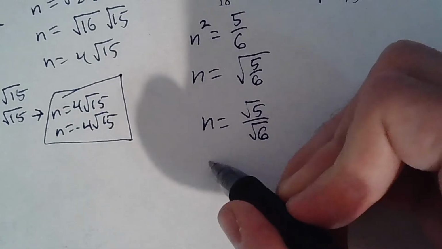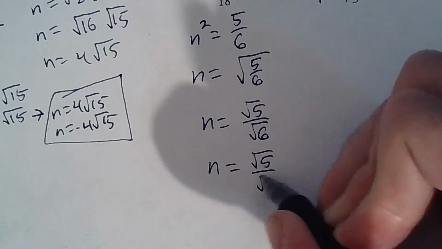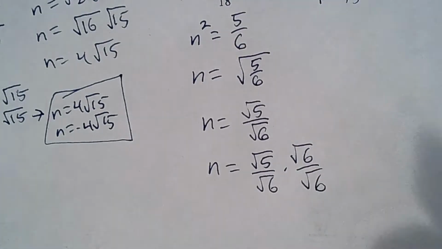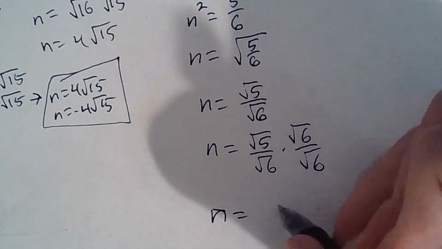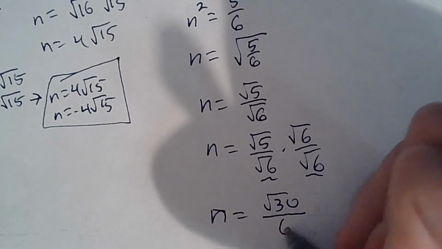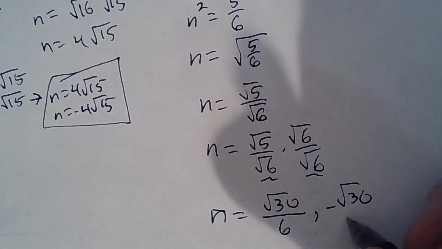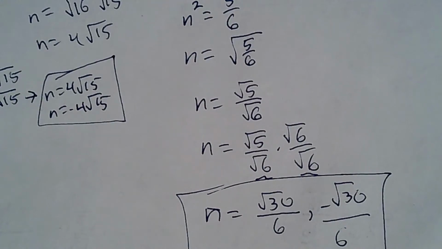So to rationalize the denominator, same exact thing as that previous page, multiply by square root of 6 over that square root of 6. Finalize our answer, n equals the square root of 30 over 6. Don't forget your negative answer. That would be so silly to do all this work and not get that final answer.